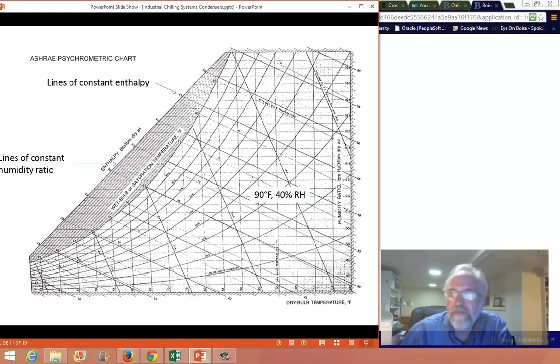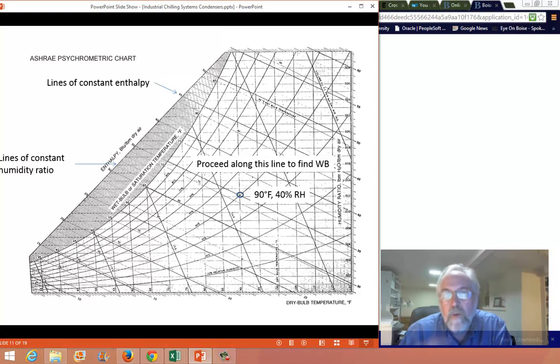So let's, the best way to look at this is an example. So 90 degrees Fahrenheit, 40% relative humidity. So that's this spot right here on the screen. So you've got 90 degrees Fahrenheit dry bulb. This line here is the 40% relative humidity line, and where those two intersect specifies the state of the system.